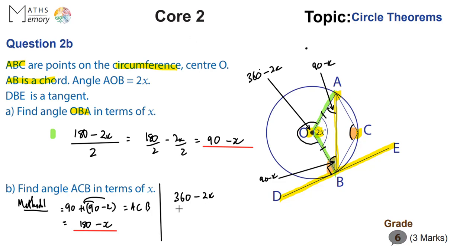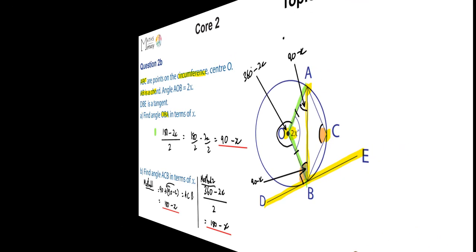So we halve that, let's see what we get. This is actually quite a simple way, in fact, but it's harder to see. Divide this by 2. Method 2, by the way. This will definitely give you 180 take away x, which is the same answer. So either way, whatever you find easiest, you could do the alternate segment theorem, or the double angle theorem on the right over there.